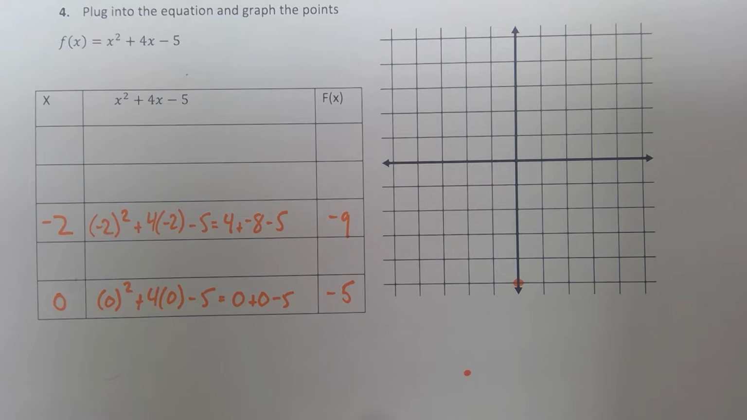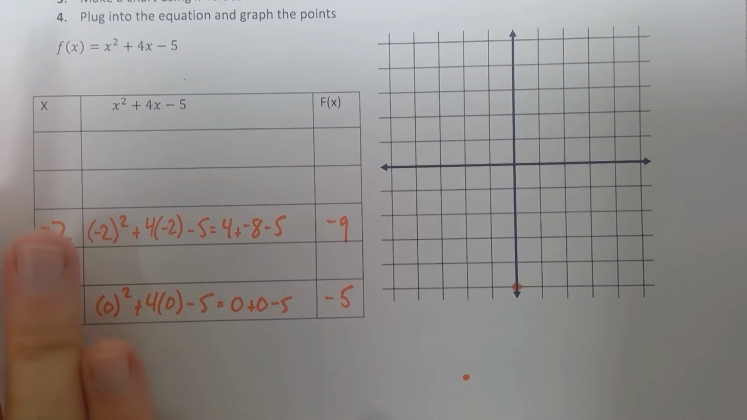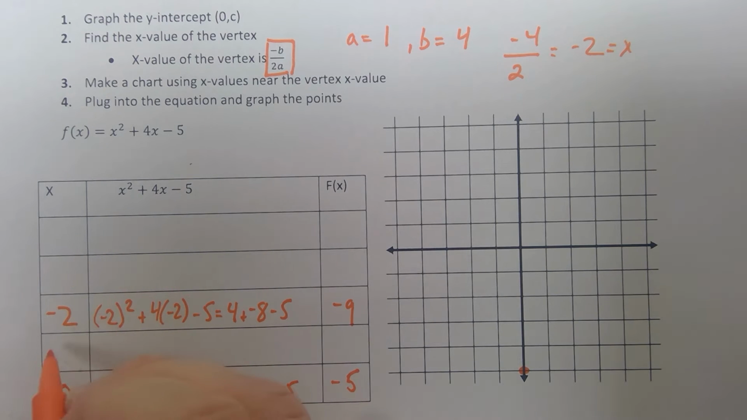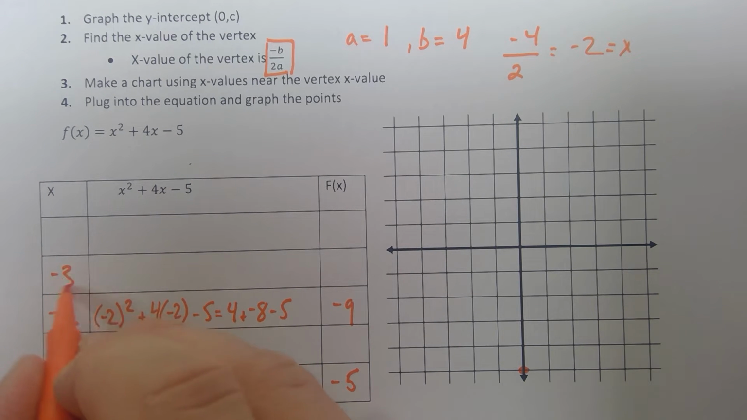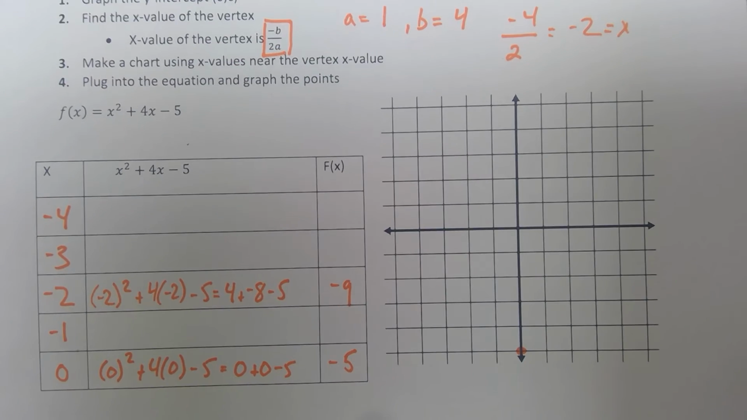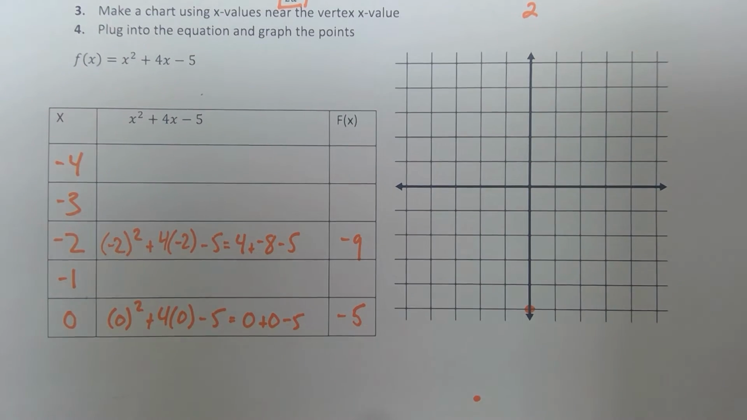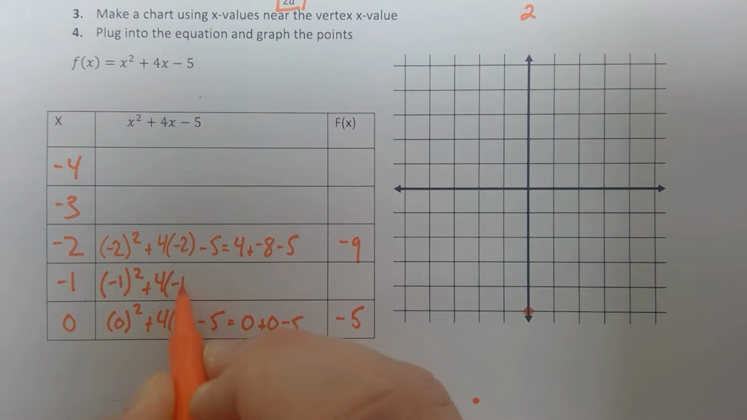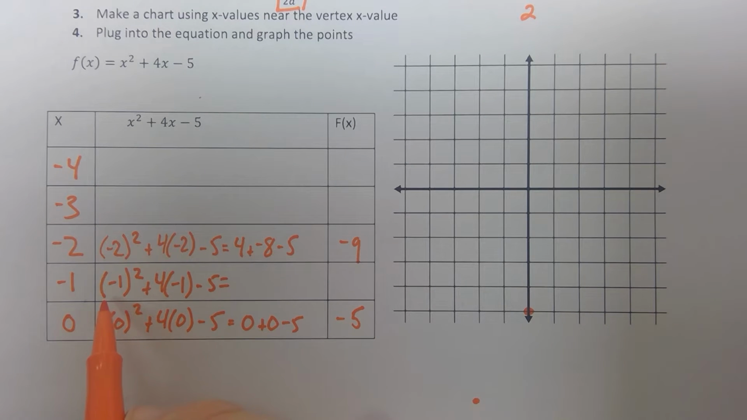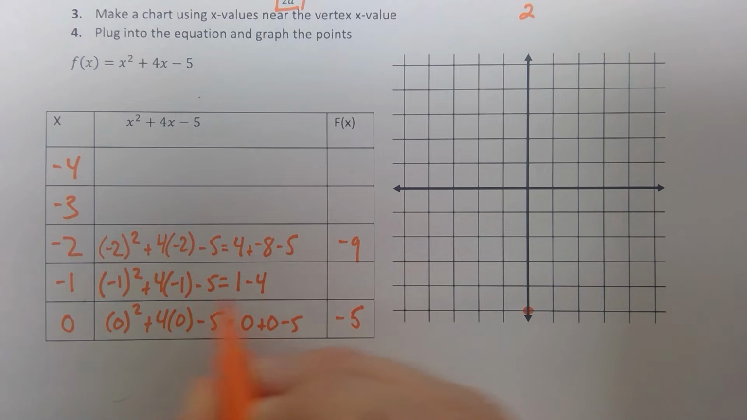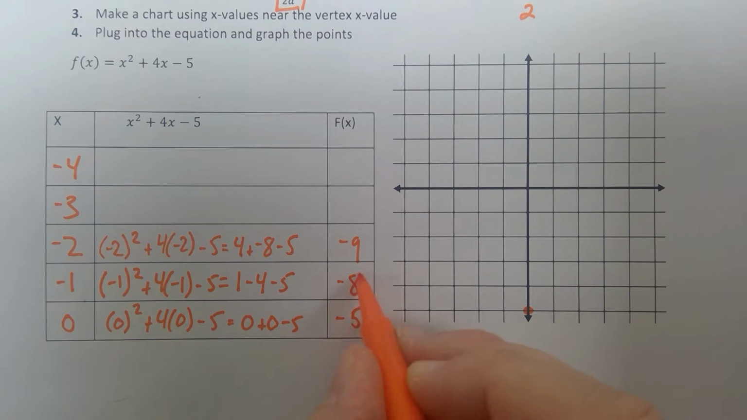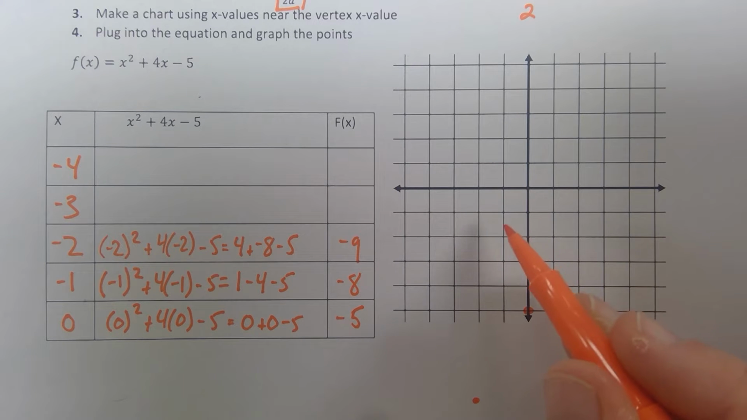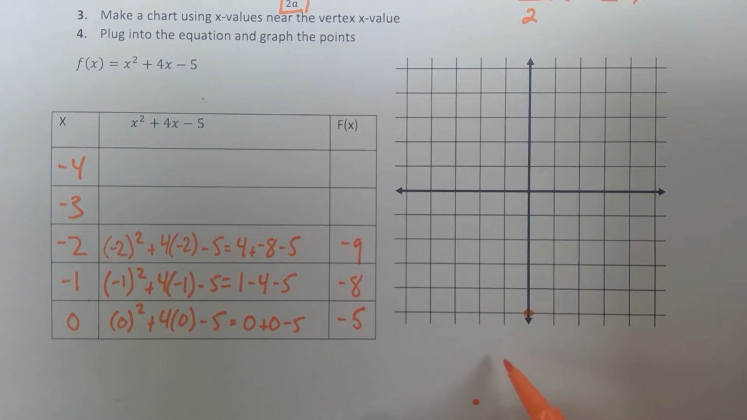Now we want to go to step 3. We want to make a chart using x values near the vertex x value. Let's plug in -1, -3, and -4. I always want to have 5 values in my chart. We'll start with -1: -1 squared plus 4 times -1 minus 5. -1 times -1 is +1, 4 times -1 is -4, and then we have -5. So that's -9 plus 1, which is -8.